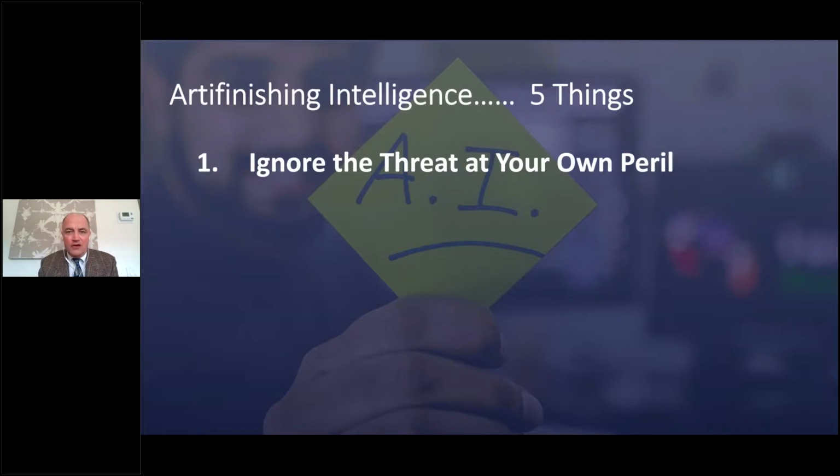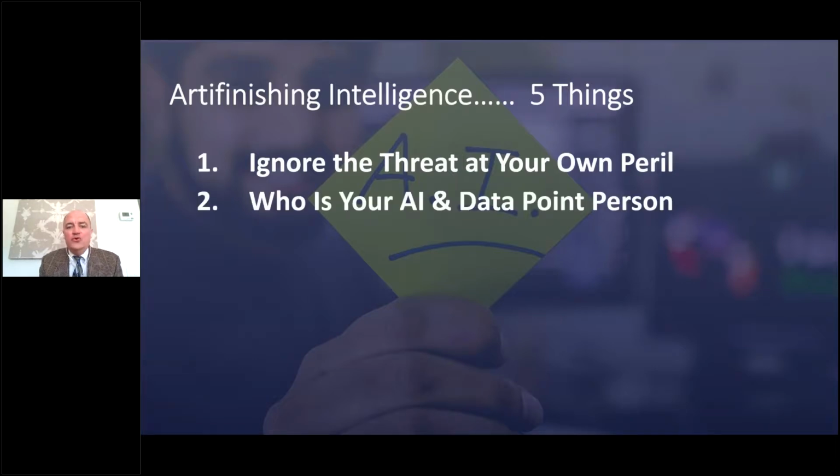We don't think we need to train our people. That scares me. That scares me for the future of small American manufacturers. We need to get ahead of that. Number 2, who is your AI and data point person? If you don't have an answer to that question, we need to figure out who on our team is going to be responsible for implementing the strategy.